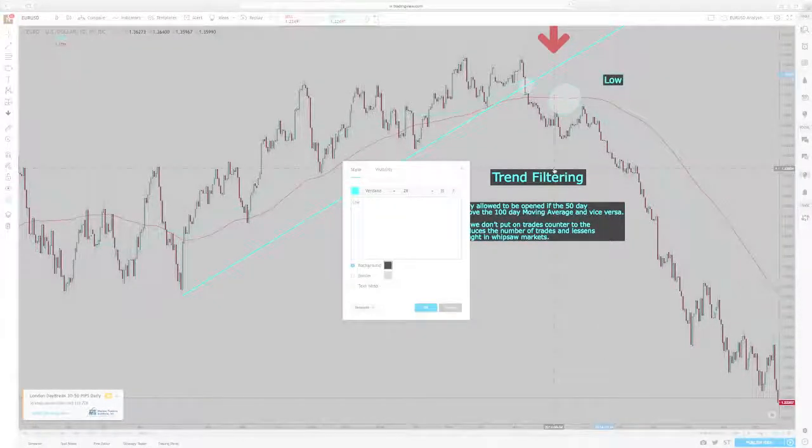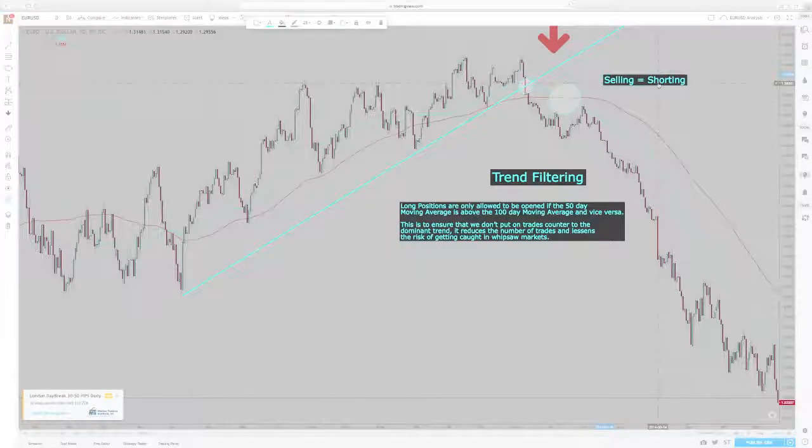So selling equals shorting. Just to make sure you guys understand the terminology. So that means the 50-day moving average, which is my blue line, needs to be below the red 100-day moving average.